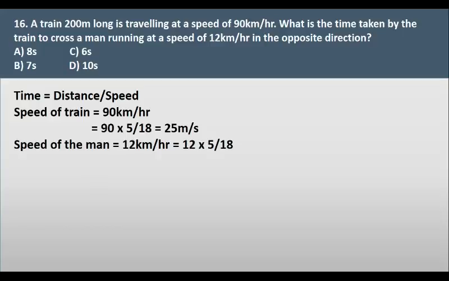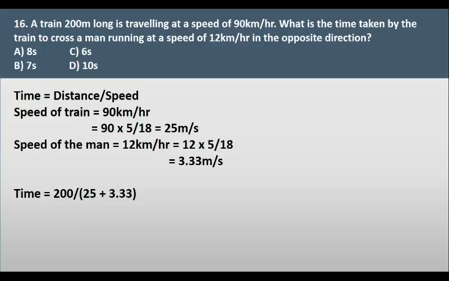And converting the speed of the man from kilometers per hour to meters per second, we get 12 into 5 by 18, which is equal to 3.33 meters per second. Now, the time may be calculated using the conventional distance by speed formula. We know that distance is equal to the length of the train, which is 200 meters, and the speed would be equal to the relative speed.